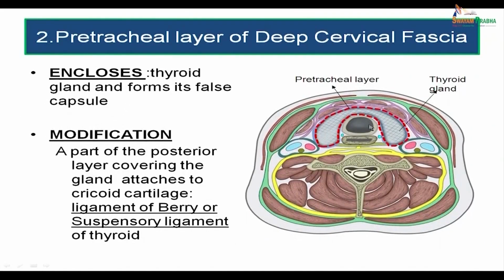It encloses the thyroid gland. You can see this dotted line. It encloses the thyroid gland to form a capsule of the thyroid gland, which is called its false capsule. It is modified to form a structure called the ligament of Berry or suspensory ligament of thyroid. In the posterior part, the layer which is covering the gland attaches to the cricoid cartilage, and that is called the ligament of Berry.